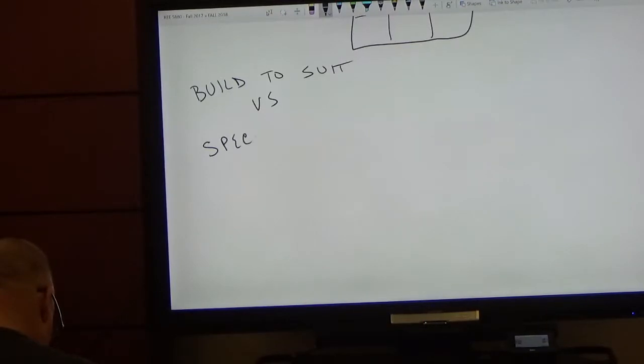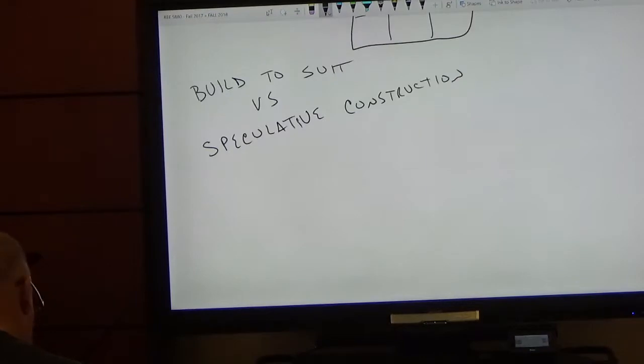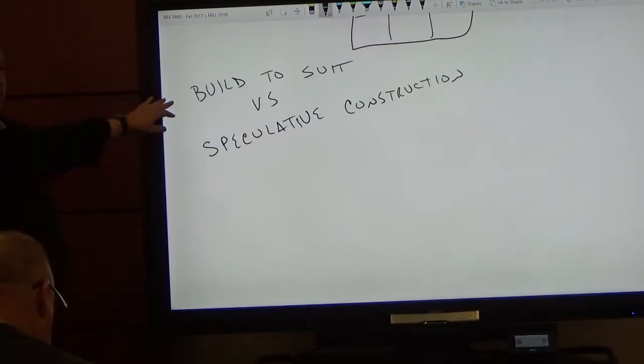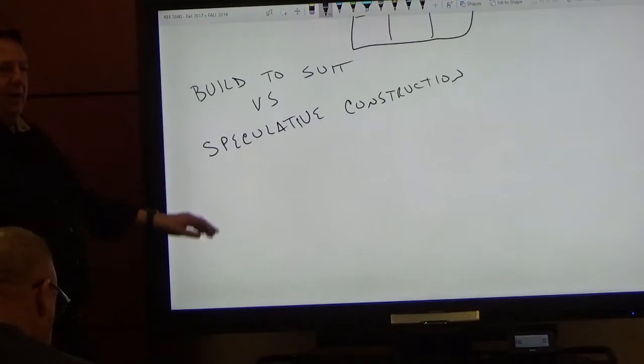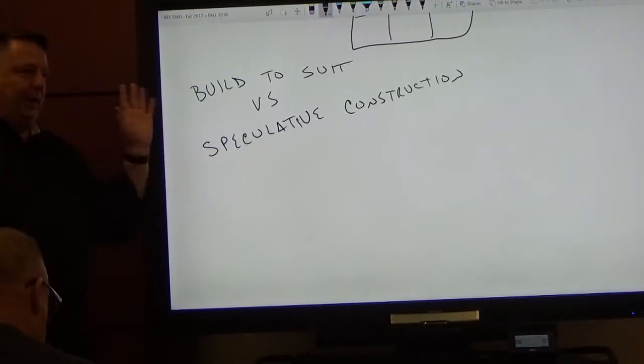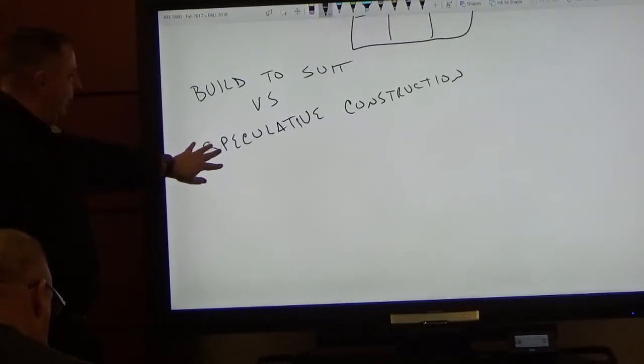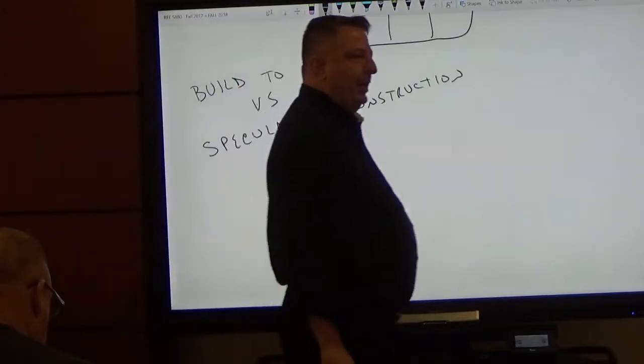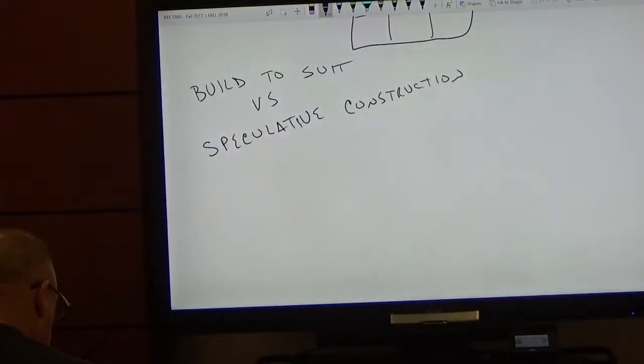So how does that differ from speculative construction? You have a guaranteed tenant. Here you've got a guaranteed tenant. With speculative construction, it's the whole build-it-and-they-will-come attitude. In some cases you don't know how long you may have to wait to get that tenant. You may be halfway through the construction process and get lucky, you get a tenant, they fill up the property, you're happy, you move on.